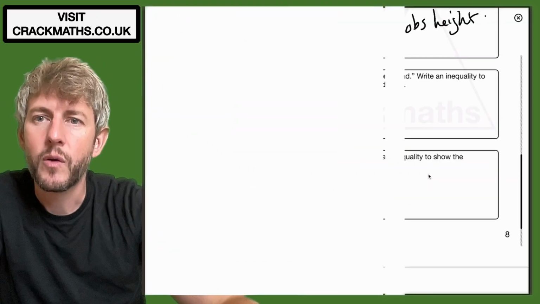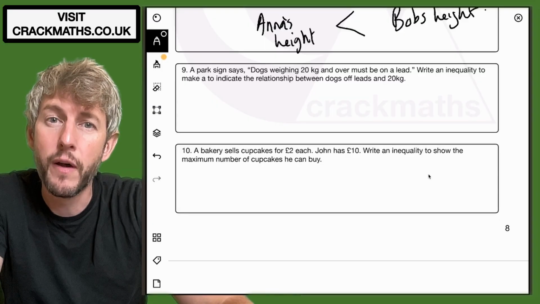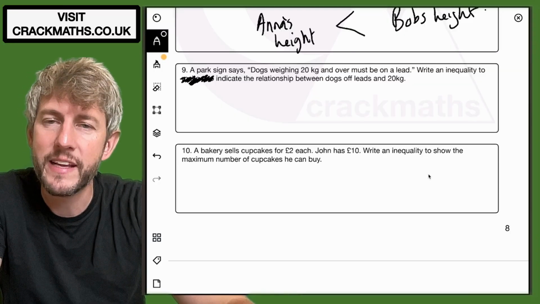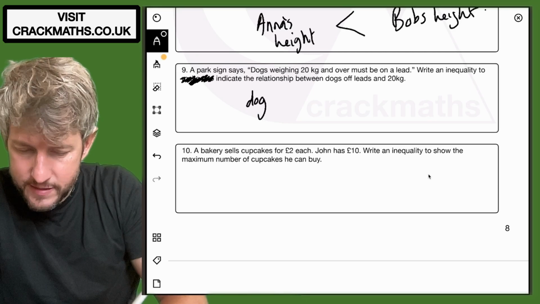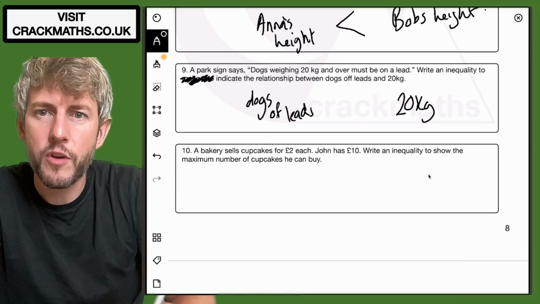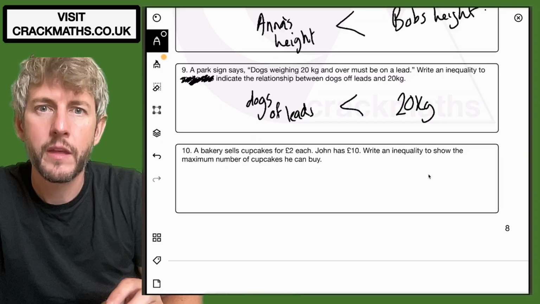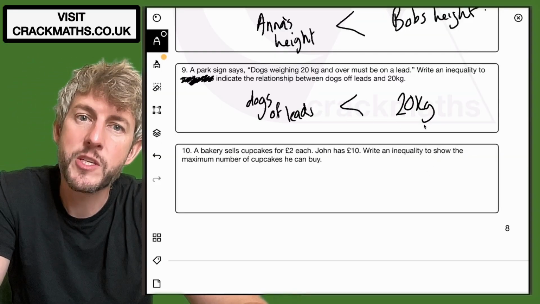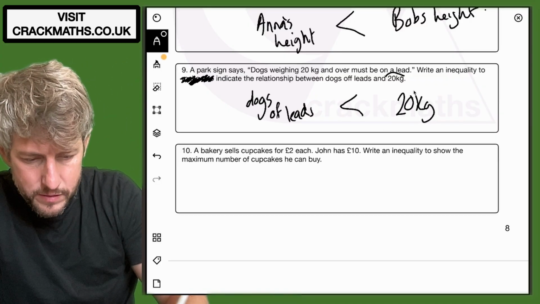Right, question 9. A park sign says dogs weighing 20 kilograms and over must be on a lead. Write an inequality to indicate the relationship between dogs off leads and 20 kilograms. So let's write these things down. The dogs off the leads have to be less than 20 kilograms, because 20 kilograms and over must be on a lead. So the 20 kilograms is involved in that there.